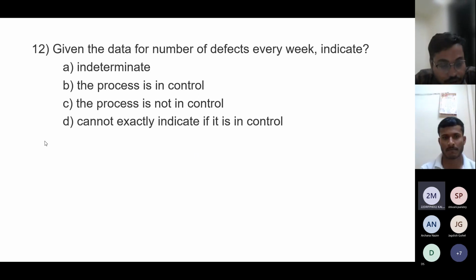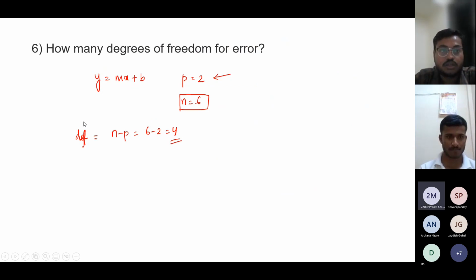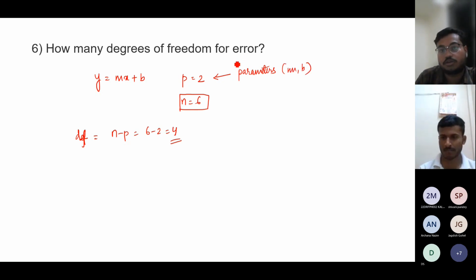Sir, can you repeat question 6? In this, P is equal to 2 means M and B, you are counting as 2 parameters? Yeah. Okay, sir. Thank you.